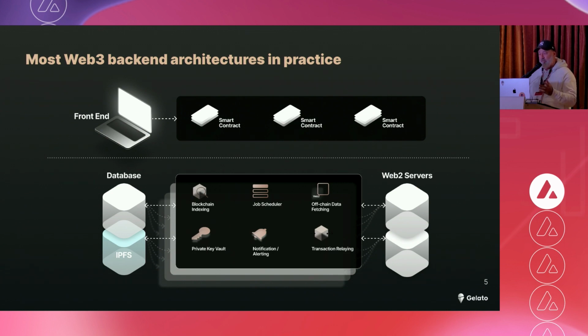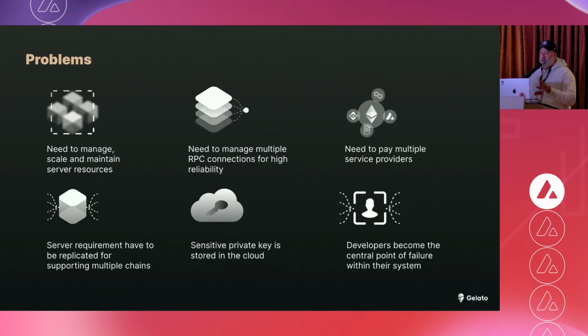And you will need some IPFS, some database, some way to index the blockchain to get some historical data. You may need some job scheduler to automate transactions at a future moment in time. You will need some relayer, or you may need some off-chain data to bring some Web2 data on-chain. And you as a developer, you can do that. But the problem is not to do that. The problem is how you maintain and scale all of these features.